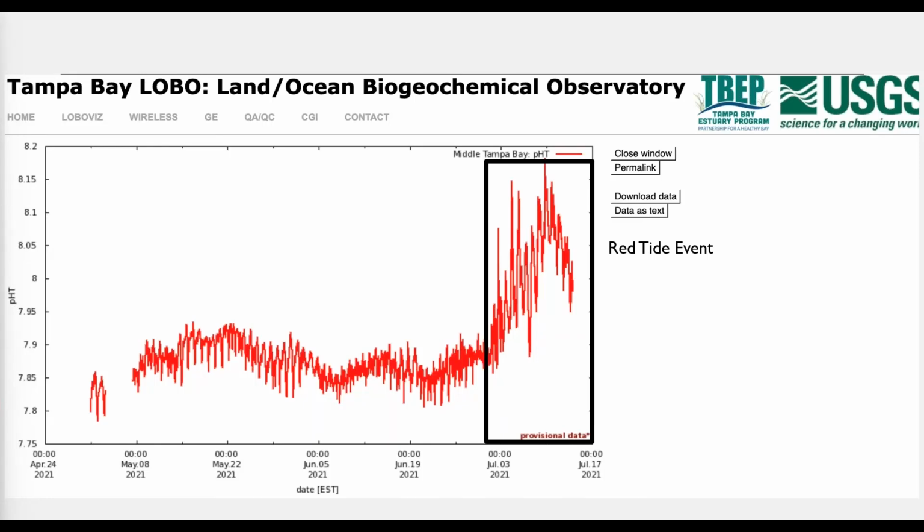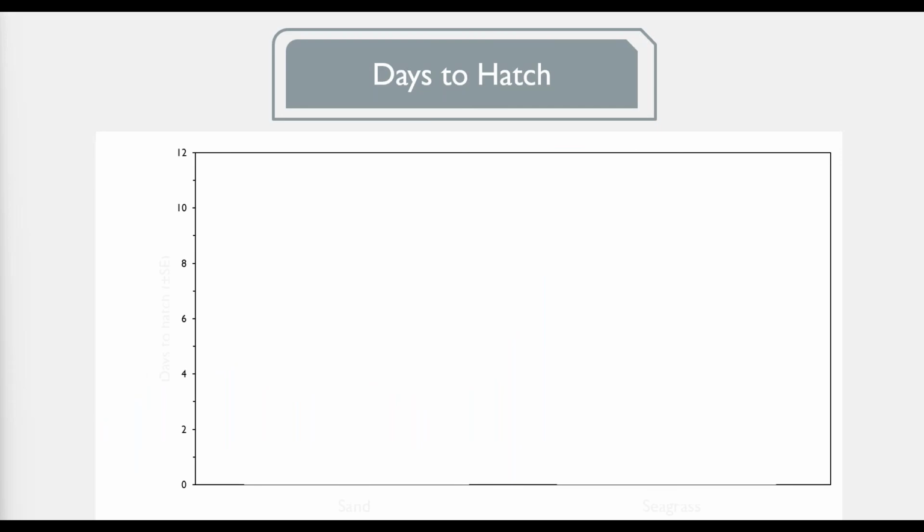I did want to point out this oddball on the end of this graph here. This was the red tide event that took place in July of the 2021 summer, right after that storm came through. Those of you in Tampa Bay know what storm. We actually had to end our research right before or during this event, so this was kind of a halt to our project.